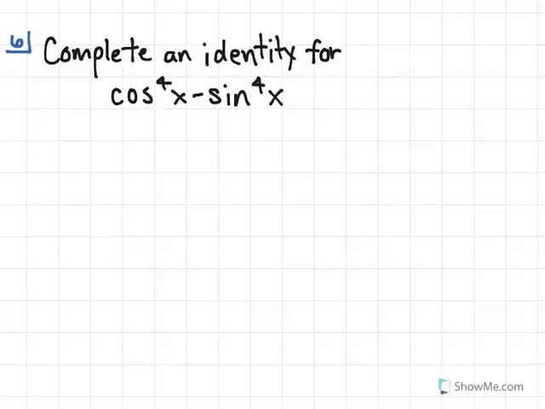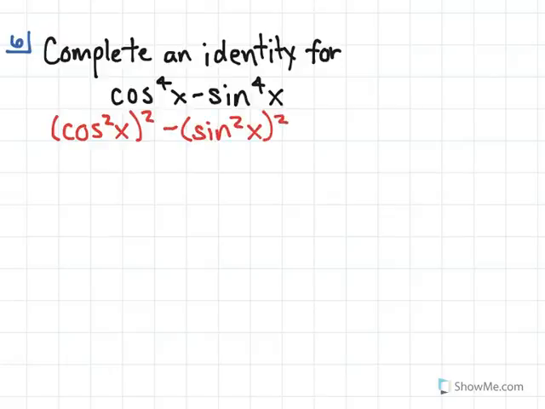In this problem, we're asked to complete an identity for cosine to the fourth of x minus sine fourth of x. So the first thing that we can do here is notice, similar to the previous problem, that this can be rewritten. So we could write this as cosine squared x squared minus sine squared x squared. And when it's in that form, we can notice that this is a difference of squares.